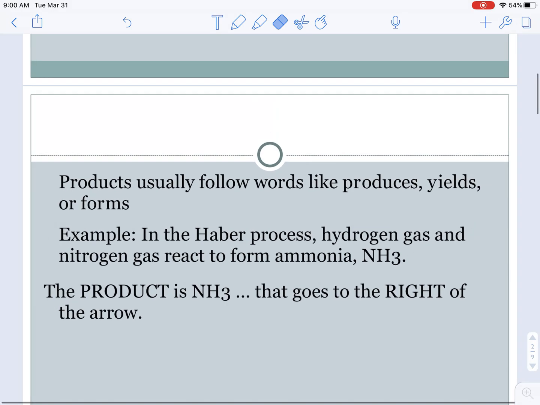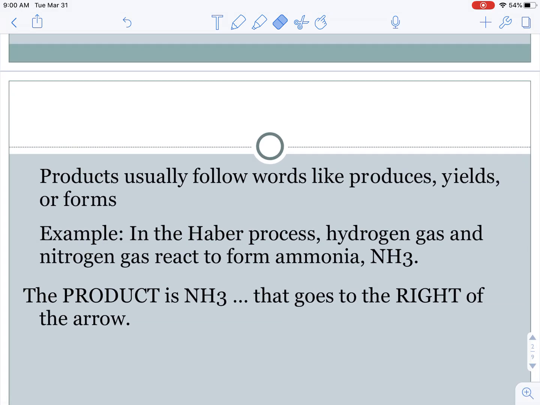First thing we want to talk about is this idea that products usually follow a word like produces, yields, or forms. So anytime you see words like produces, yields, or forms, we're talking about a product. You're talking about something that you're making. So for example, in the Haber process, you don't need to know what that is. That's just the name of the reaction. Hydrogen gas and nitrogen gas are going to react together to form ammonia. So it's making ammonia, NH3.